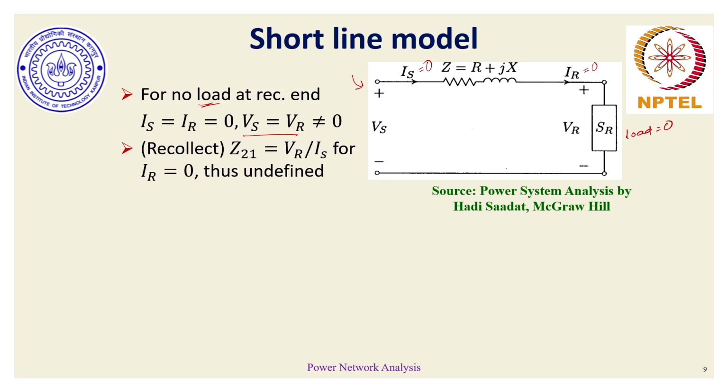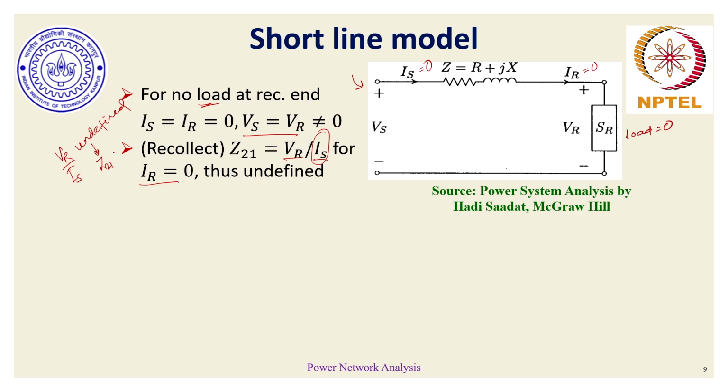And if we recollect, when we tried to evaluate Z parameters, which are impedance parameters, they are ratios of some voltage with respect to some current, and Z12 is specifically the ratio of receiving end voltage by sending end current for no load condition at the receiving end. That means under no load condition for short line, if IR is 0, IS also becomes 0. That means VR by IS is an undefined quantity. If VR by IS is undefined, it would also mean that Z21 will also be undefined.